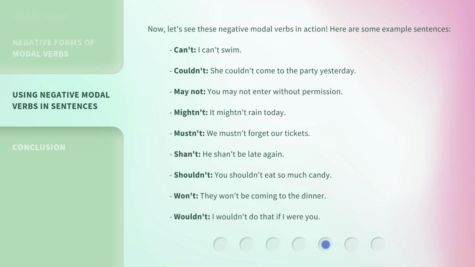Mustn't: we mustn't forget our tickets. Shan't: he shan't be late again. Shouldn't: you shouldn't eat so much candy. Won't: they won't be coming to the dinner. Wouldn't: I wouldn't do that if I were you.